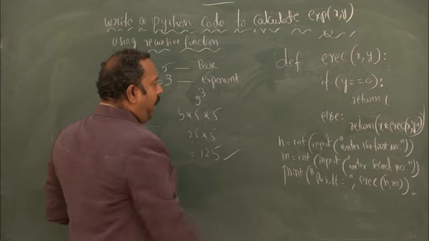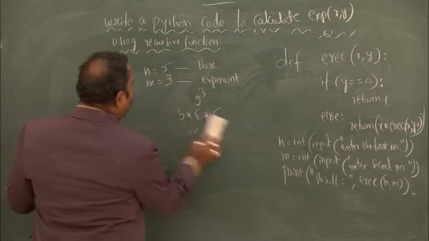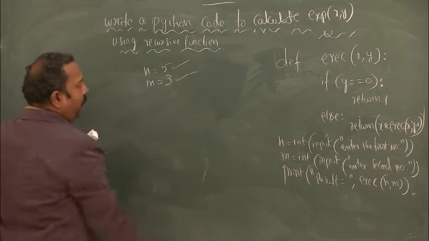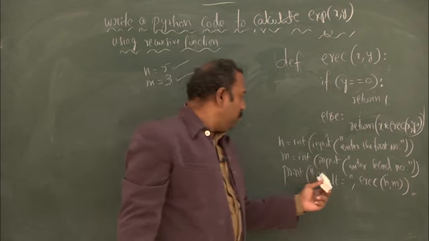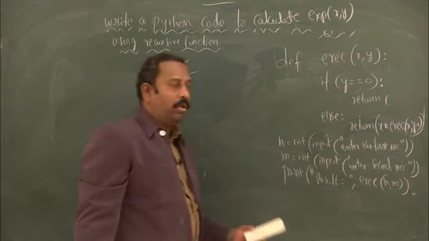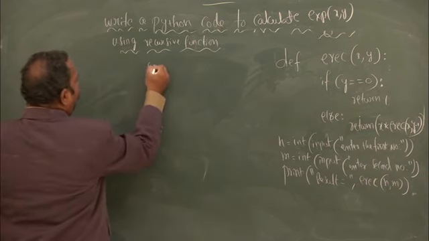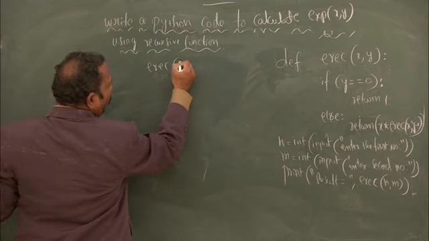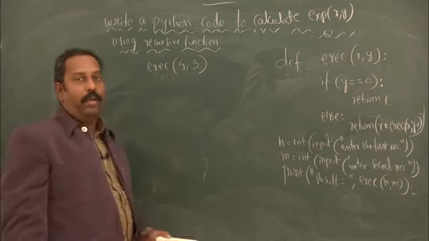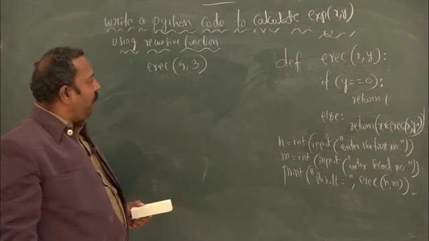Here you see, enter first number. Suppose I entered n value 5, m value 3. So after that, print result equal to EREC, which is the recursive function. So it will call EREC of 5 comma 3 because n value 5, m value 3.